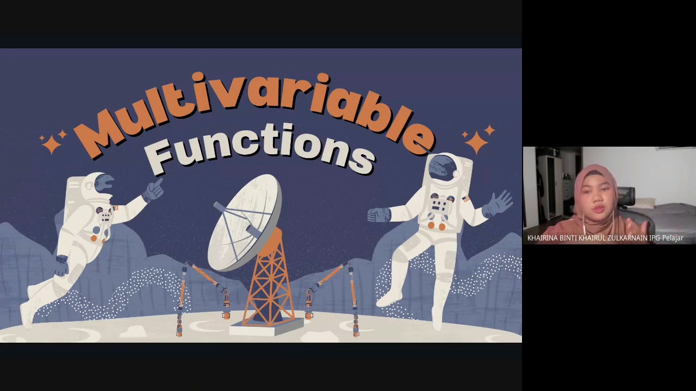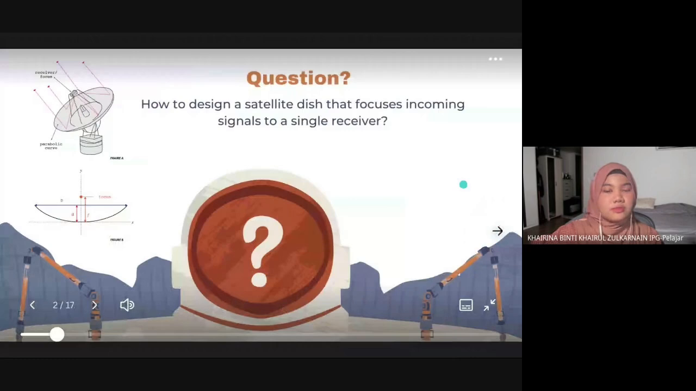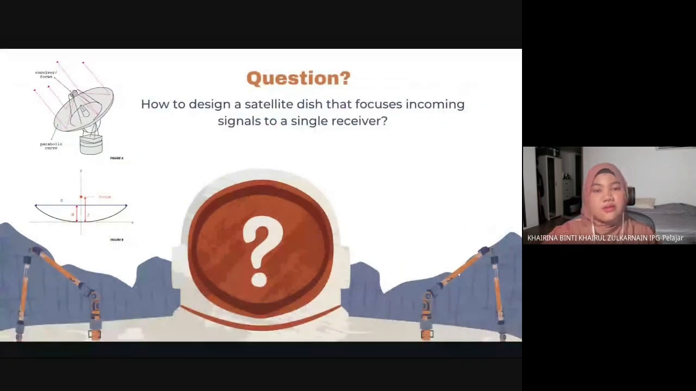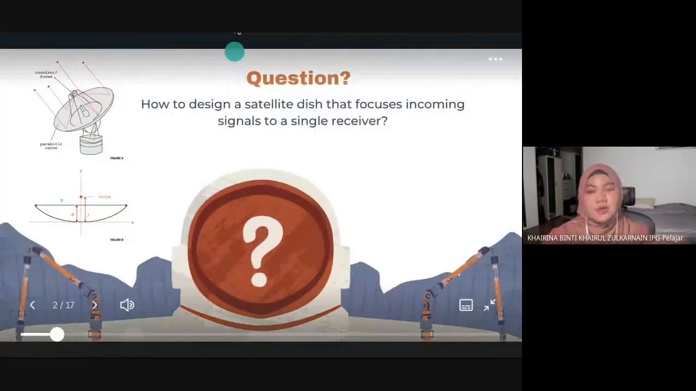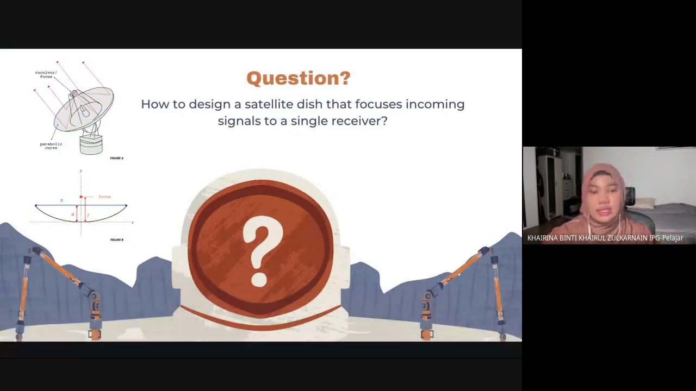In this presentation, I'll show how we can use multivariable calculus to solve a real-world problem: optimizing the shape of a satellite dish to focus signals accurately. This is a perfect example of how abstract math concepts have very practical applications in engineering and telecommunication. The real problem is how to design a satellite dish that focuses incoming signals to a single receiver.